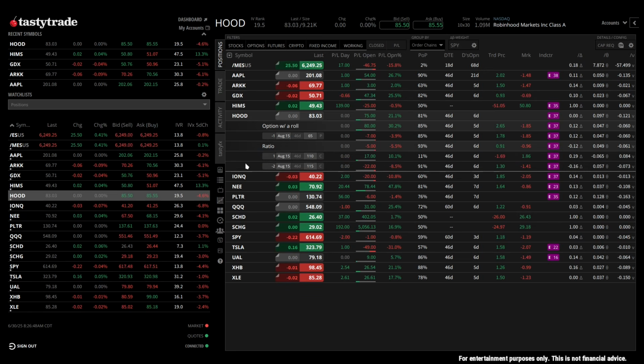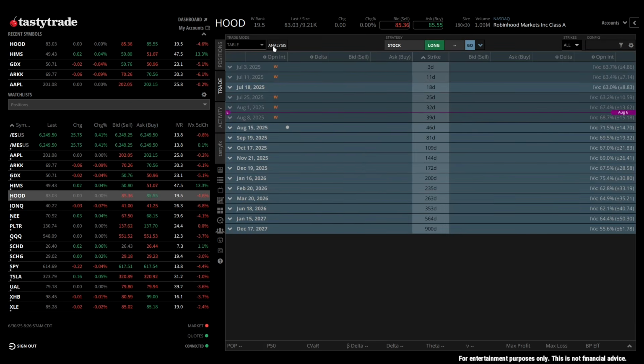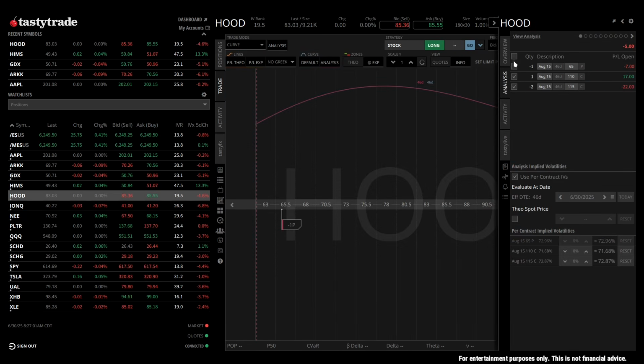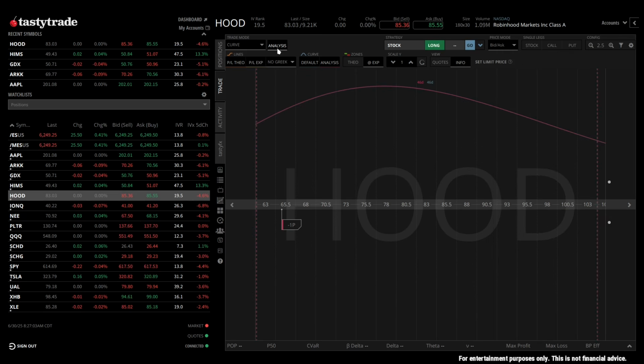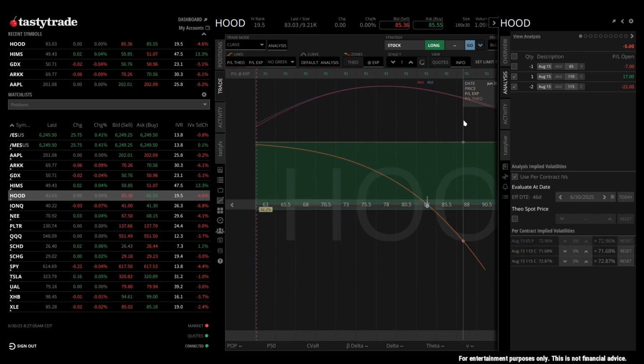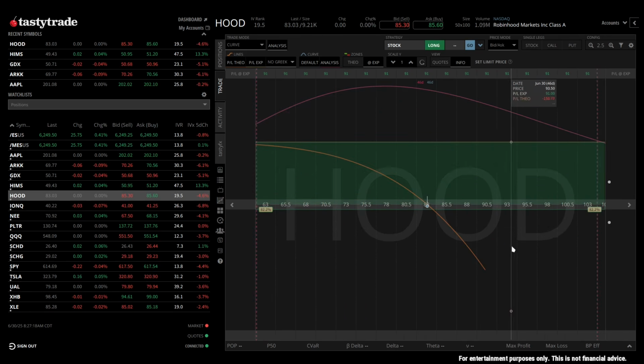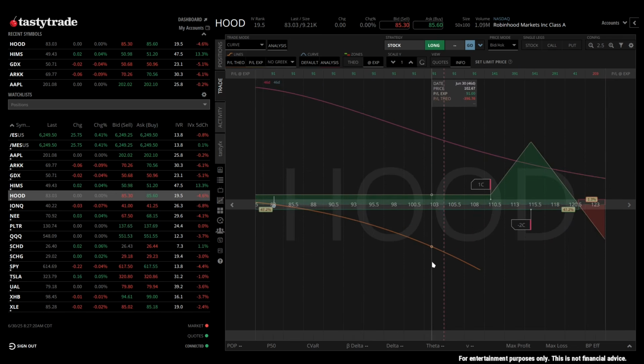Call ratio spread, the max profit area on a ratio spread, we should actually talk about this. Ratio spreads, I do like these trades, but they can be confusing sometimes to analyze. So let's go turn off the short put and just look at the call ratio spread by itself. So call ratio spread looks something like this, right? We're trading here. Let me zoom out a little bit. Okay, there we go.